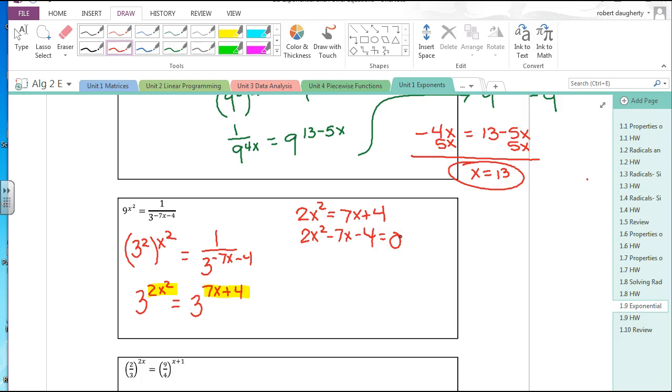You're good? Okay. Now, in order to solve this, we're looking for two miracle numbers that possess what properties?